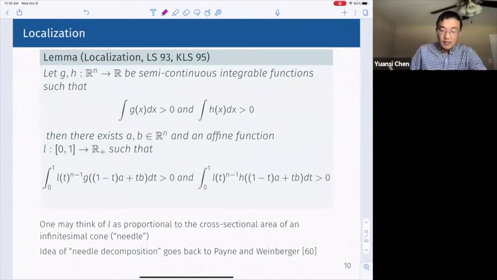So instead of starting with some integral in a high dimension, you can start with this integral in one dimension. And because the one-dimensional integral is like a needle, it's called needle decomposition. And this idea goes back to Payne and Weinberger in the 60s, when they tried to prove some Poincaré inequality.